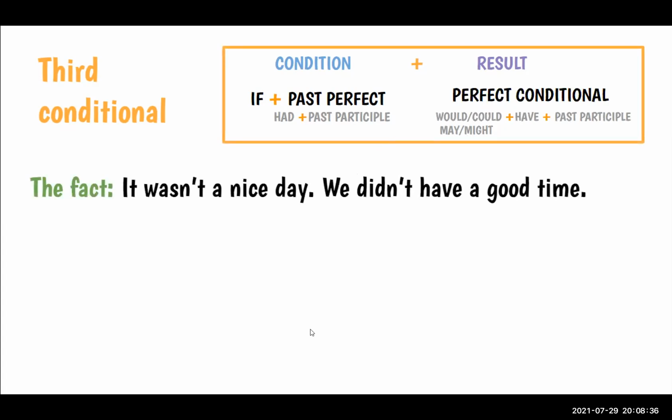Here we have a sentence, a fact, and I want you to help me change it to the third conditional. I want you to imagine that this situation was different in the past, okay? It says, it wasn't a nice day. We didn't have a good time. How can we use the third conditional to imagine that this situation was different in the past? What could we say? Use this structure.